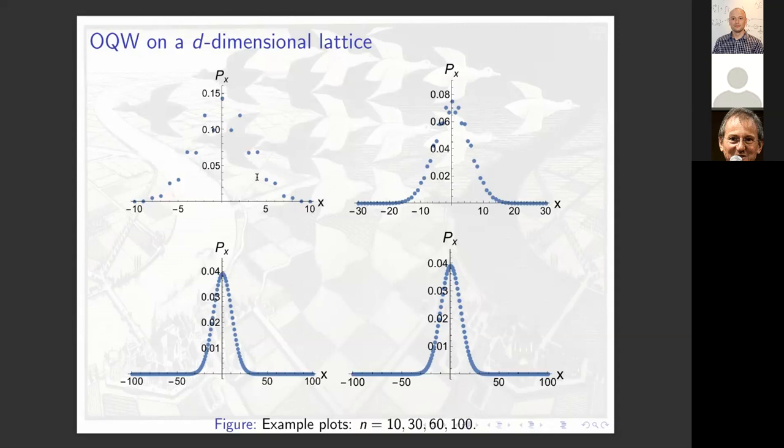This top left picture is what happens, I think, after 10 steps. This is what the distribution looks like. You get a bunch of points. After 30 steps, the distribution looks like this. By now it's starting to take shape. 60 steps is this bottom left picture. And after 100 steps, it's this picture here on the bottom right. It looks very nice and Gaussian, and it's just a simple example to illustrate how these OQWs are working.